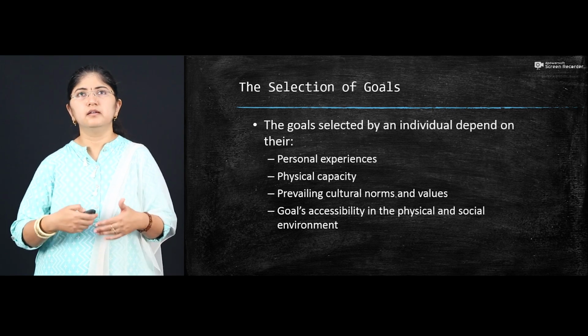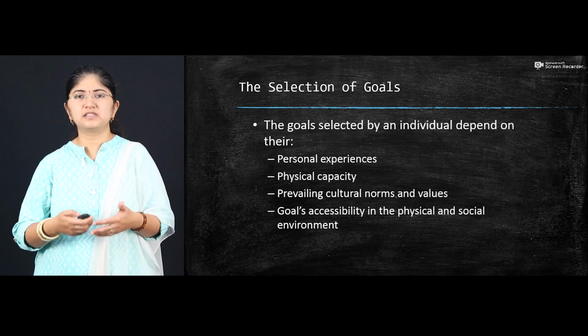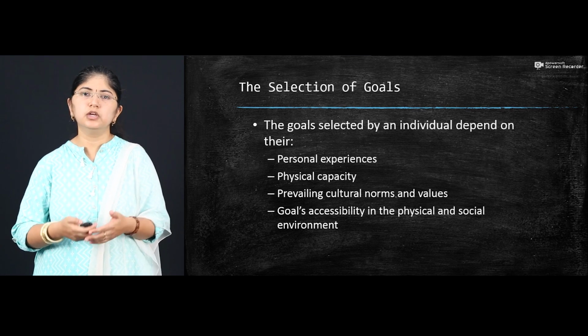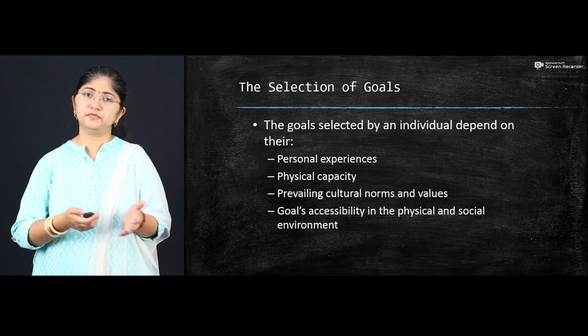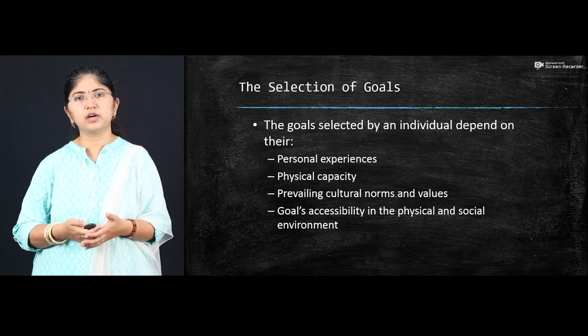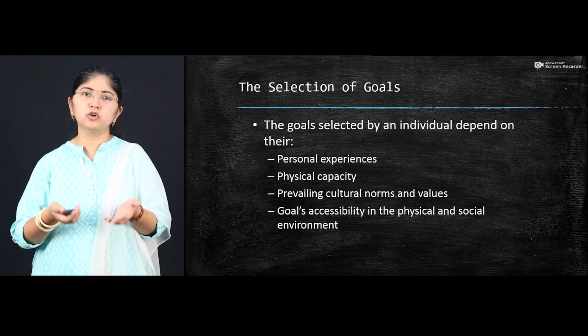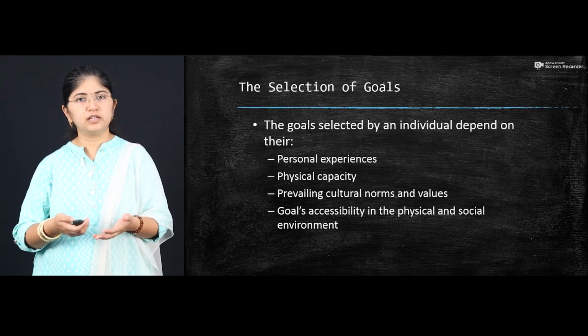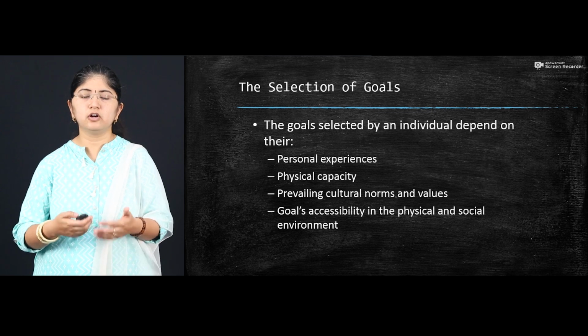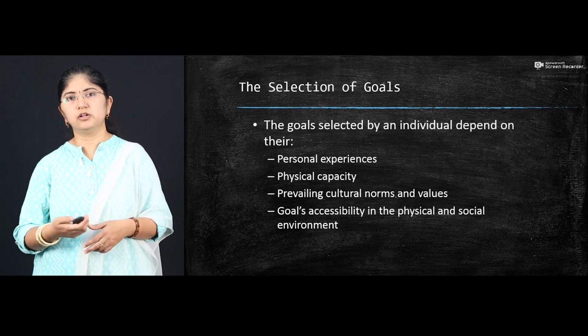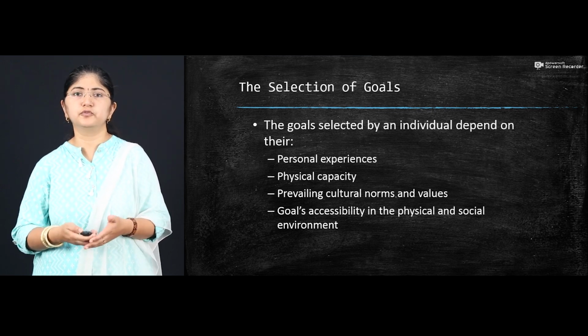Now, as a marketer, you have to focus on how the customer selects the goal. As an individual, you always give preference to the physiological need that you have, the personal experiences that you have, and the environment, the prevailing norms and values in the culture, which also matter. And apart from that, the capacity or goal accessibility also matters as far as the selection of goals is concerned.